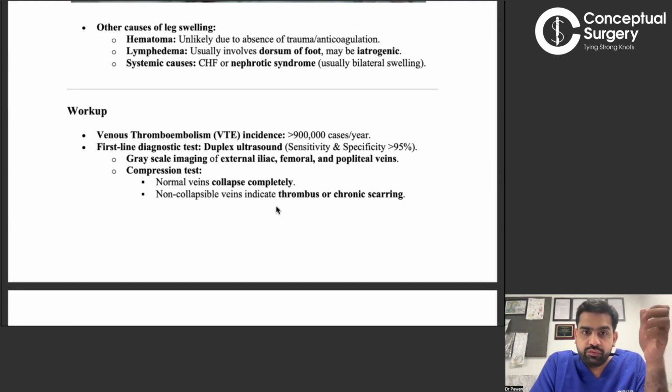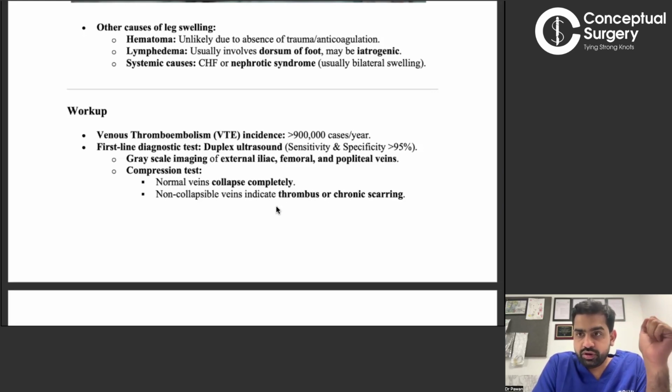Now, whenever you suspect a patient is having a deep venous thrombosis, what will you do? You will perform a Doppler ultrasound. The Doppler ultrasound has a sensitivity and specificity of more than 95%. Grayscale imaging is used for the external iliac, femoral and popliteal veins. So that is what you need to understand.